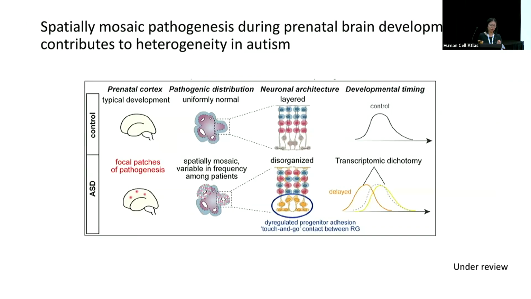And so in summary, what we have found is this spatially mosaic pattern of pathogenesis that seems to occur during prenatal brain development. And we like to think that it might contribute to the heterogeneity that we see in autism spectrum disorder. And we did not cover today, but we also discovered some effects on the developmental timing, concurring with a lot of the literature and the work that has been done so far.